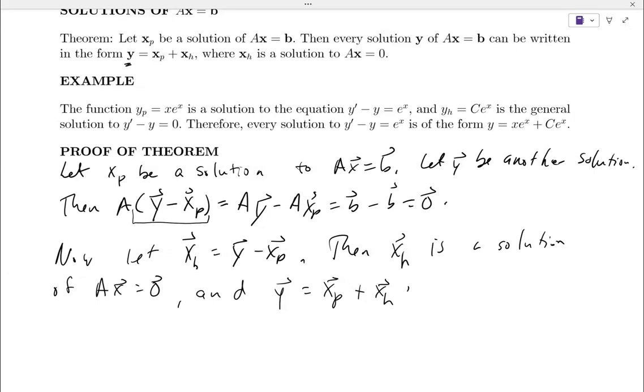Turns out it's a lot easier to solve homogeneous systems or homogeneous equations in general than it is to solve non-homogeneous equations. Okay? Just as a general rule, it's a lot easier to solve those kinds of things. I can give you another differential equation example that shows what I mean here.